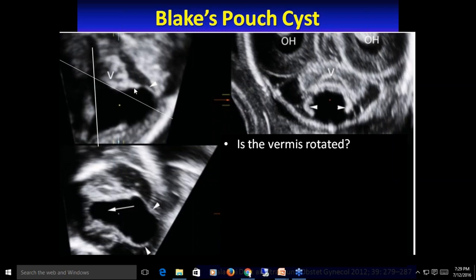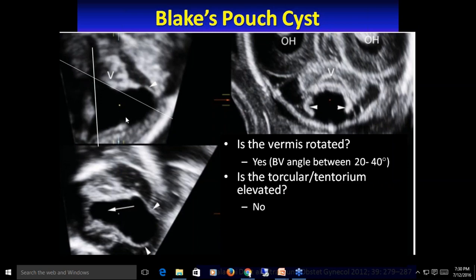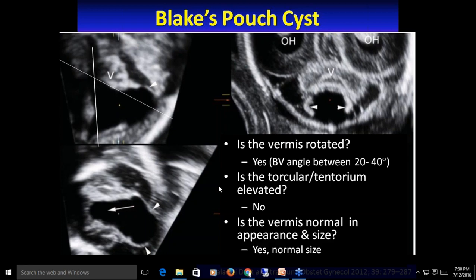Is the vermis rotated? Yes. There is a large angle. Is the torcula and the tentorium elevated? Well, it's not very elevated in this particular case. Is the vermis normal in size and appearance? Yes, the vermis looks normal right here, and we can see another view of the vermis in this coronal section.